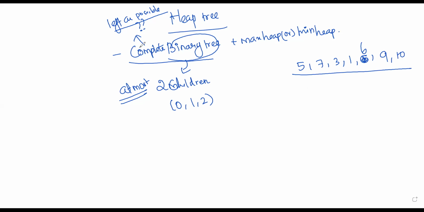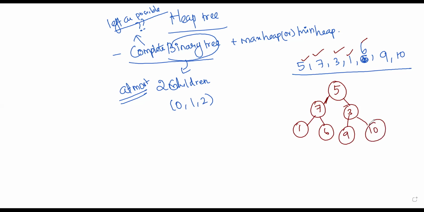Forget that. Now heap tree, it should be a complete binary tree. What is a complete binary tree? It should be as left as possible. 7, 3. Always the left node should be filled, followed by the right node. Again, 5 is inserted, 7 is inserted, 3 is inserted. Next is 1, as left as possible. 6 here. 9, 10. Don't think about lesser value on the left side and greater value on the right side. You should always start from the left and fill the tree. You must fill the tree as left as possible. So that is what a complete binary tree is, as left as possible.